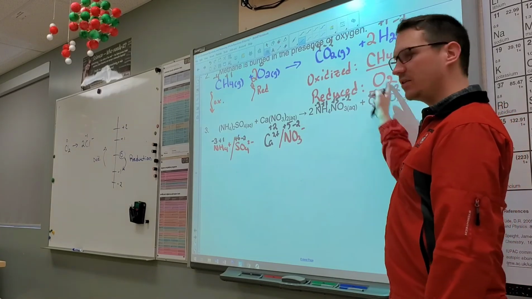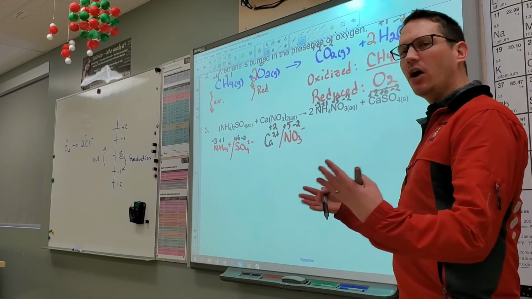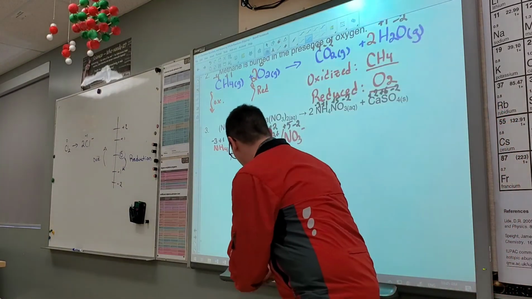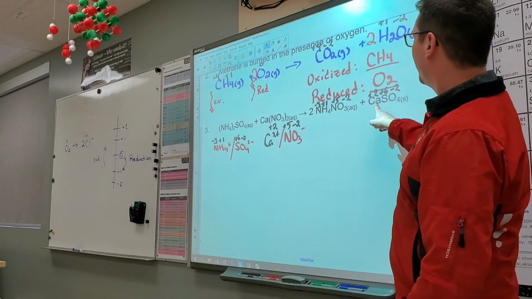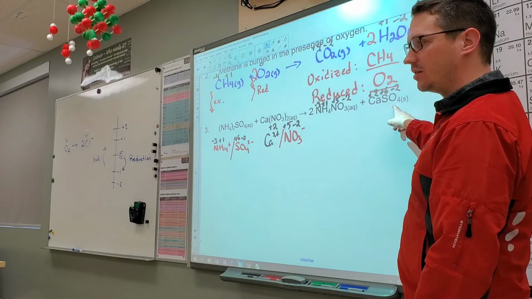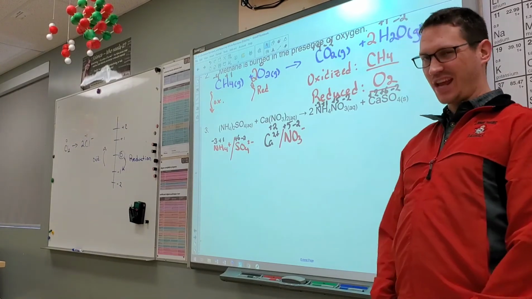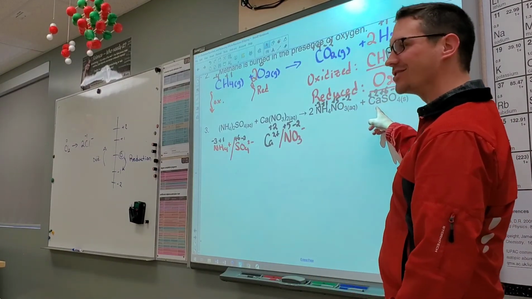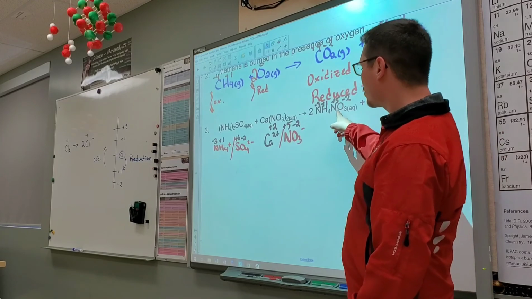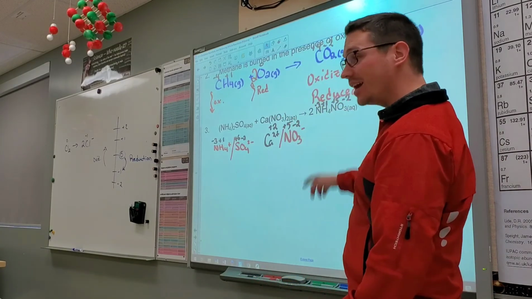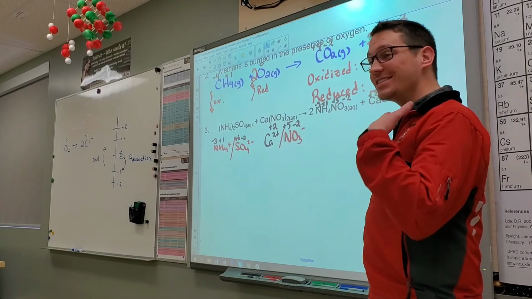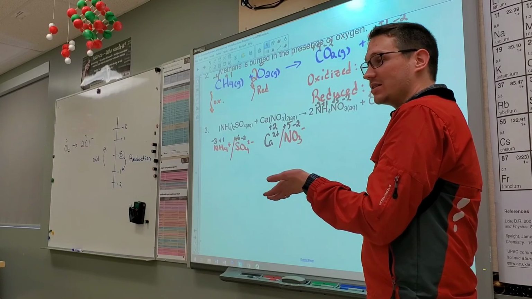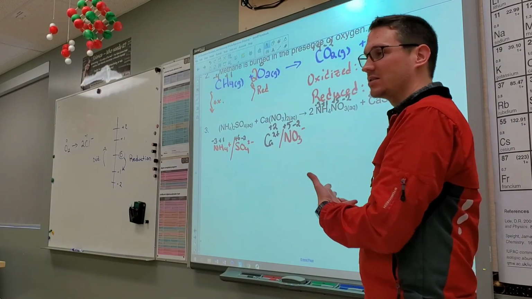Do you know where I got these values from? Did the ions change at all? Did sulfate turn into something that's not sulfate, or did it stay as sulfate? Stayed as sulfate. So did it change? No. Did calcium turn into something that's not calcium? No. Did nitrate turn into something that's not nitrate? If the ions are the exact same at the beginning and at the end, then they can't have gained or lost electrons.